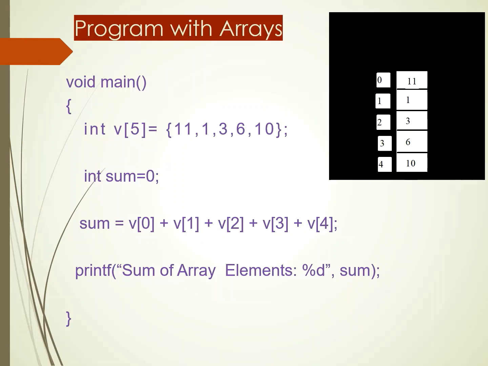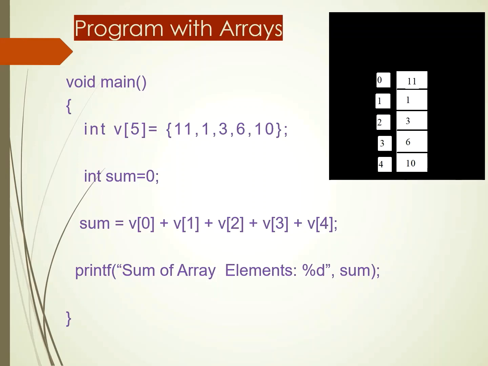Next expression, sum equal to v0 plus v1 plus v2 plus v3 plus v4. So these are the 5 array locations, v0, v1, v2, v3, v4. Adding them will add up the values present inside the locations, and the sum will be assigned to the variable sum. The last line we print out the result.